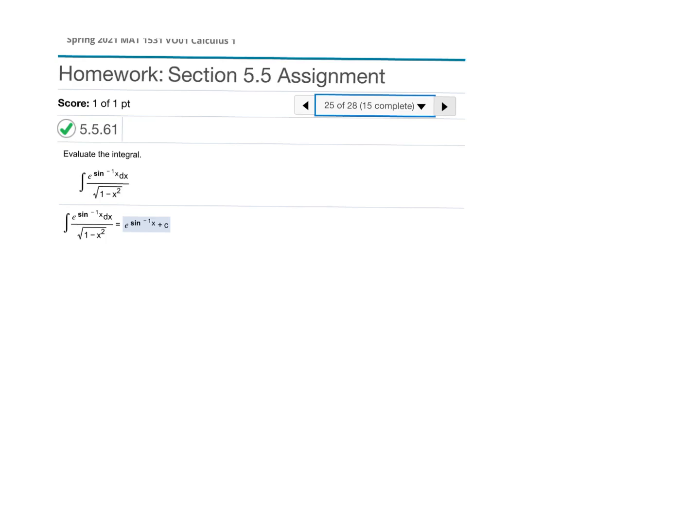Again, I thought this one was one I probably wanted to walk you through. It is tough enough. I hope you see, boy, wouldn't this just be nice if this was just e to the u du that we had to integrate? So that's where we're headed. I want to make it be that.